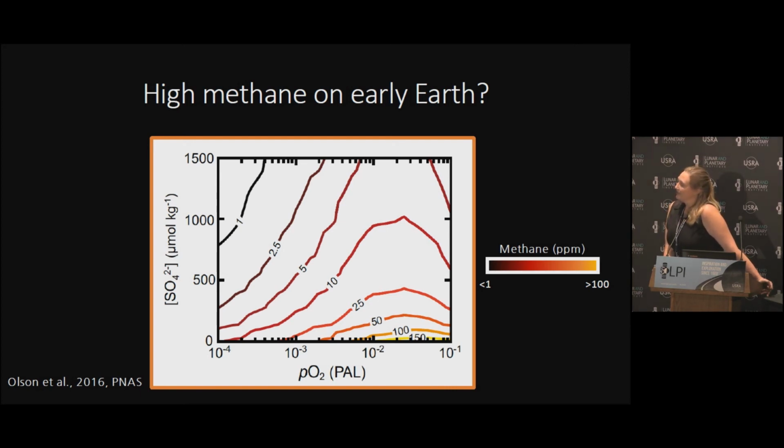So this figure is showing methane contours in the colored lines against Proterozoic-like atmospheric oxygen levels on the x-axis and Proterozoic-like sulfate levels on the y-axis. You can see that the region of parameter space that allows really high methane levels on the order of 100 parts per million is really small and requires near zero sulfate in the ocean.